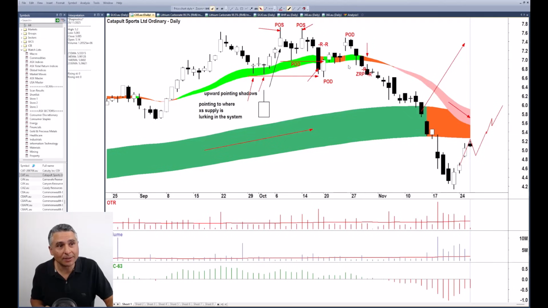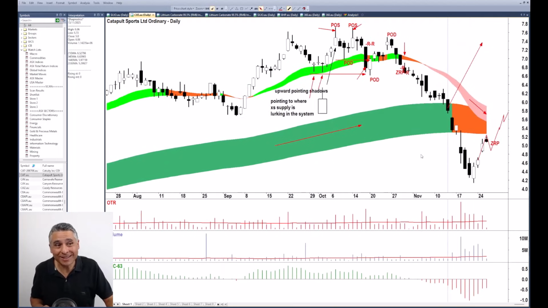So for me, all I have to do, once I've done my analysis, is accept and then manage my risk, which at this point is still ZRP. And there you go, ladies and gentlemen, that's my entire trading model.